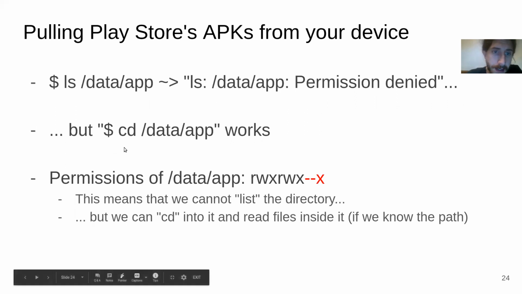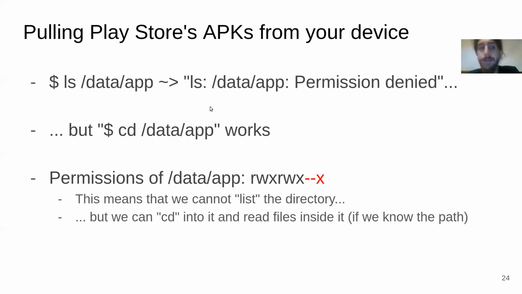Well, it's interesting, right? Because if you do ls data app, permission denied, but you can actually do cd data app, that actually works. So what's going on is that if you check the permissions of this data app, they're going to be like this. And the shell user falls under these others, and you see the X, you don't see the R and the W. So the X for directories, as you probably know, means that we can cd, change directory in that directory, but the fact that we don't have the R, the read, means that you cannot do the list.